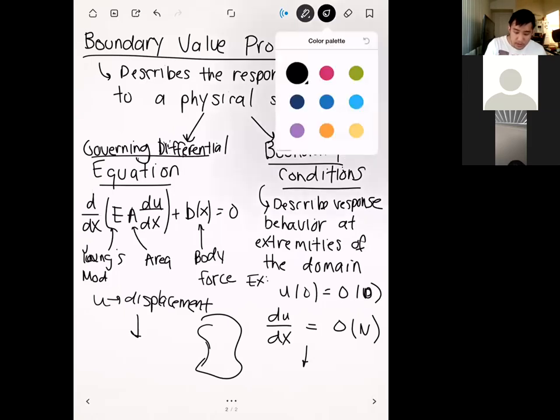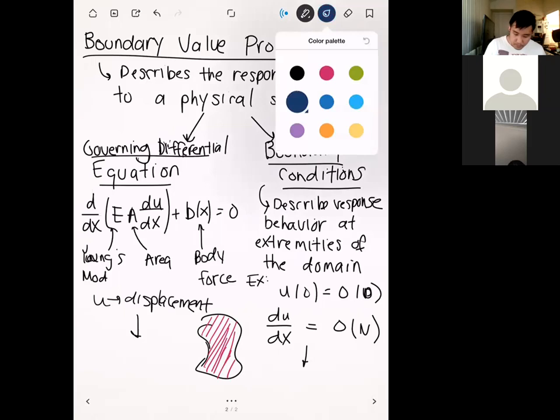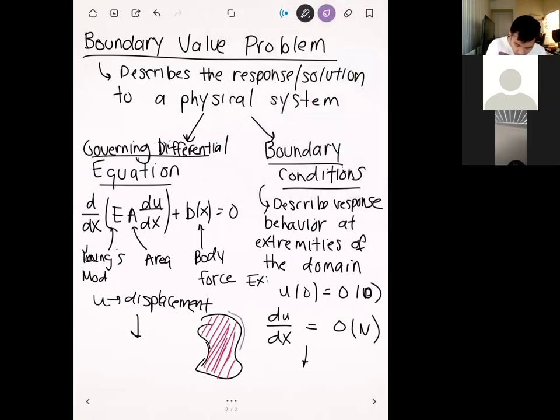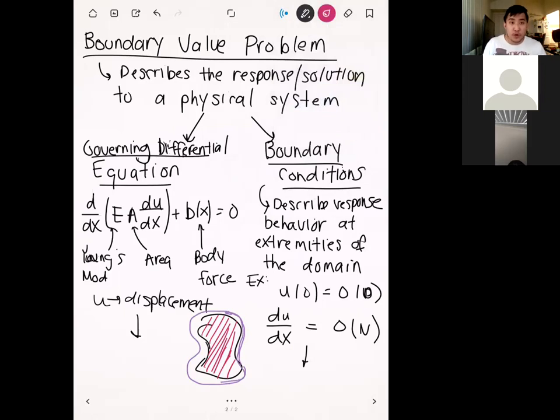There's two parts of this domain, right? And so there's the interior of the domain, right, which I've highlighted in red. And so the interior of the domain is one part. And the second part of the domain is the boundaries or the extremities of the domain. Okay? And so the governing differential equation is responsible for describing the behavior on the interior. Okay? Whereas the boundary conditions are responsible for defining the behavior at the boundaries.